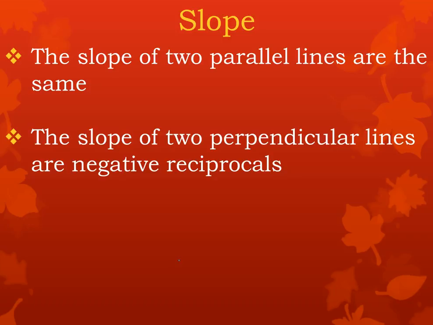Now, two perpendicular lines will have negative reciprocal slopes, meaning if I were to multiply them together, they'll get a -1 for our answer. So, for example, if I have a slope that is 2/3, the perpendicular slope is the negative reciprocal, so I flip the number, and if it was positive, it becomes negative. If my slope was -4/7, I would flip it, 7/4. Since it was negative, it now becomes positive.